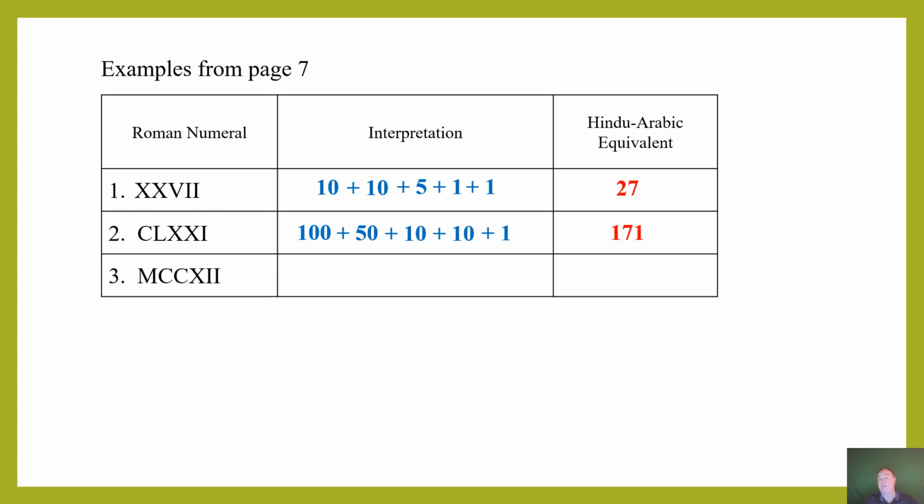Number 3, starting from left to right, M is 1,000, C is 100, C is 100, X is 10, I is 1, I is 1. So this would be 1,212. And we always read from left to right, and the symbols should go in order at this point, from left to right, largest to smallest.